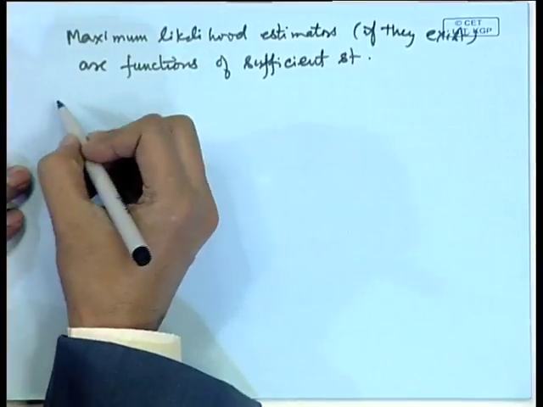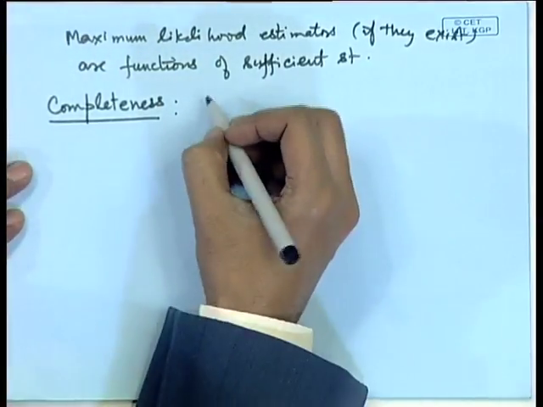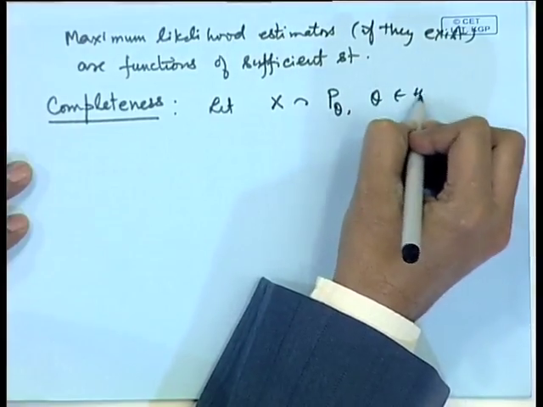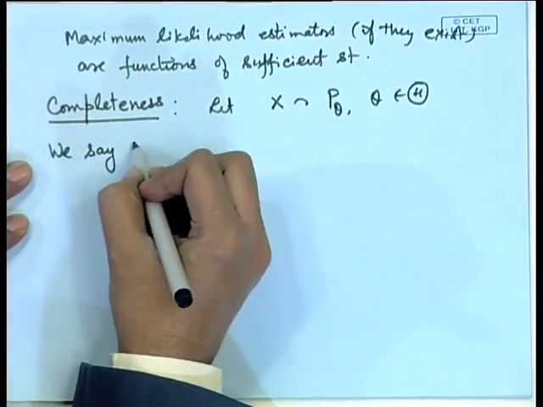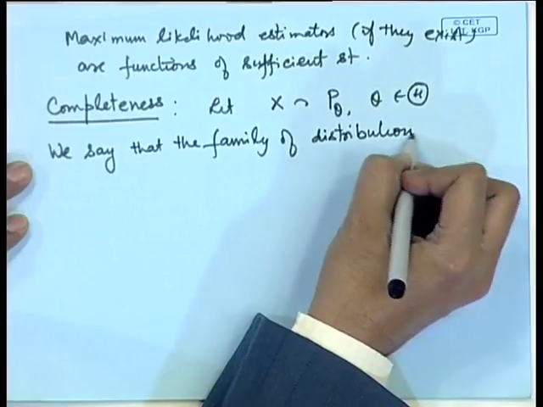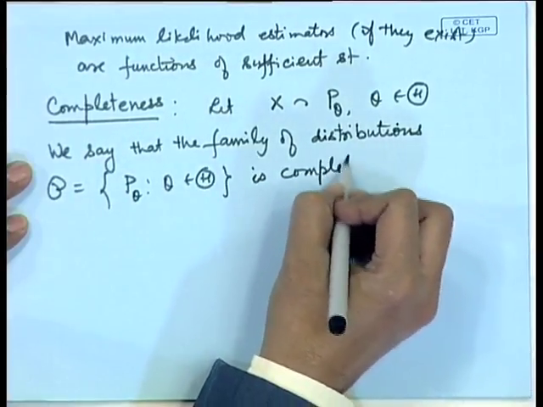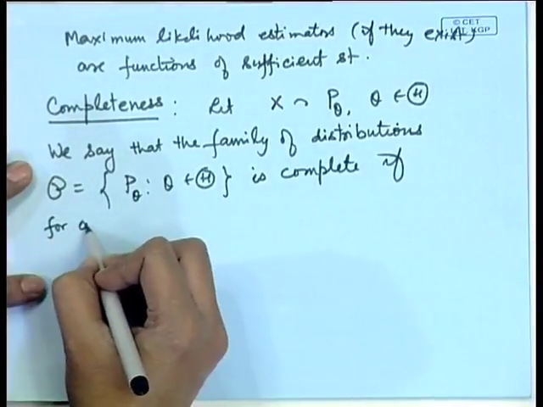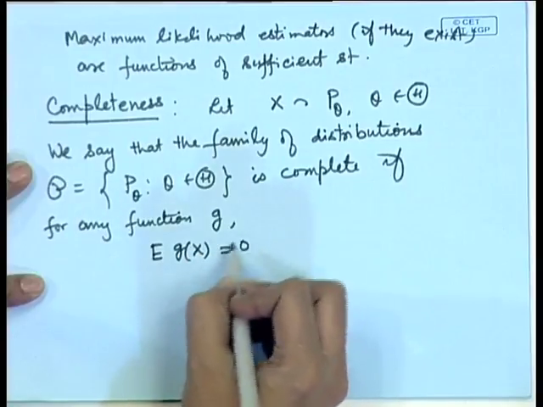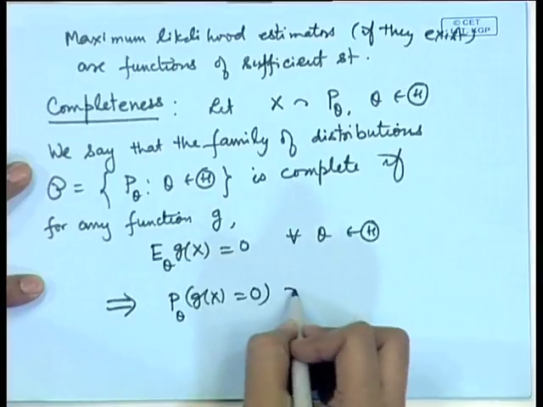Let me introduce another concept called completeness. So, let x follow a distribution, say p theta, theta belonging to Theta. So, we say that the family of distributions P equal to p theta is complete if for any function g, expectation of g x is equal to 0 for all theta implies probability of g x is equal to 0 is equal to 1.